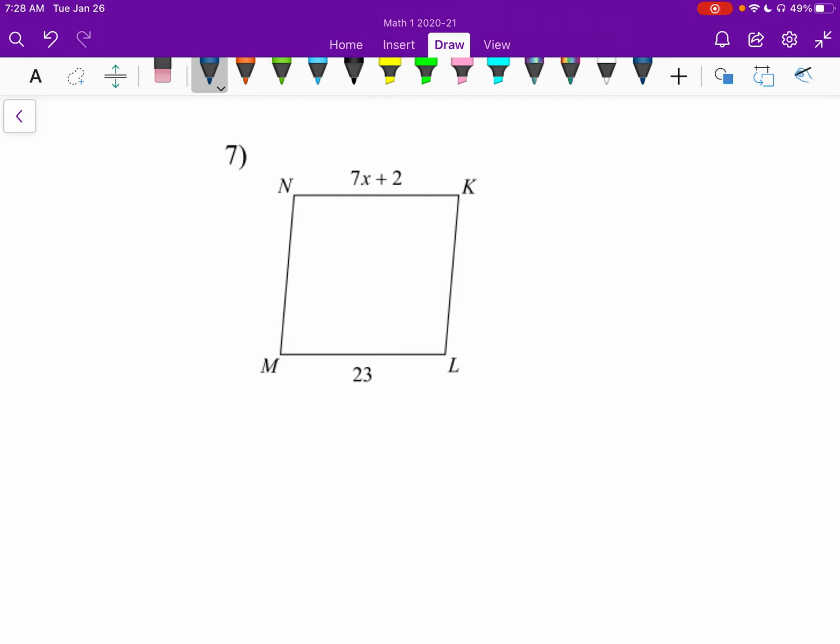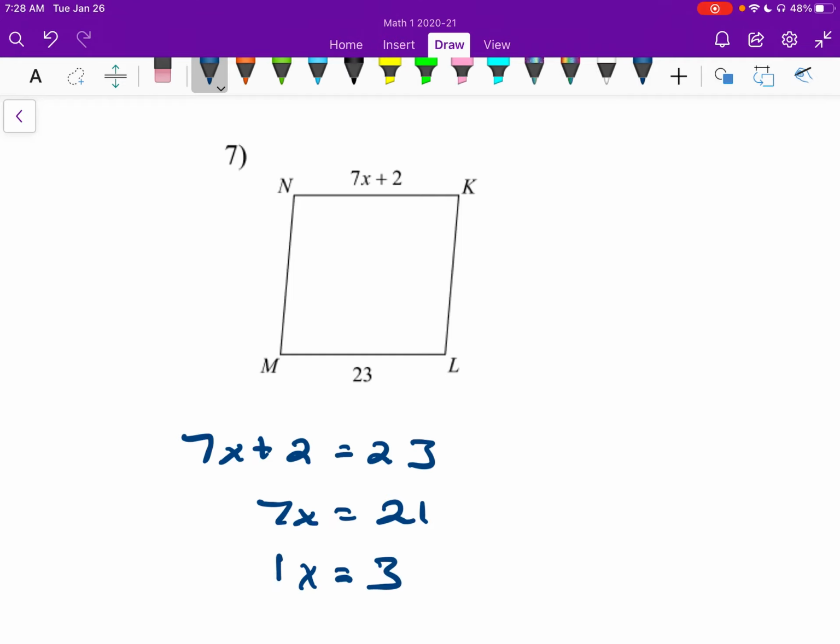Number 7, so we're going to say 7x plus 2 is 23. So 7x is 21, and x is 3.